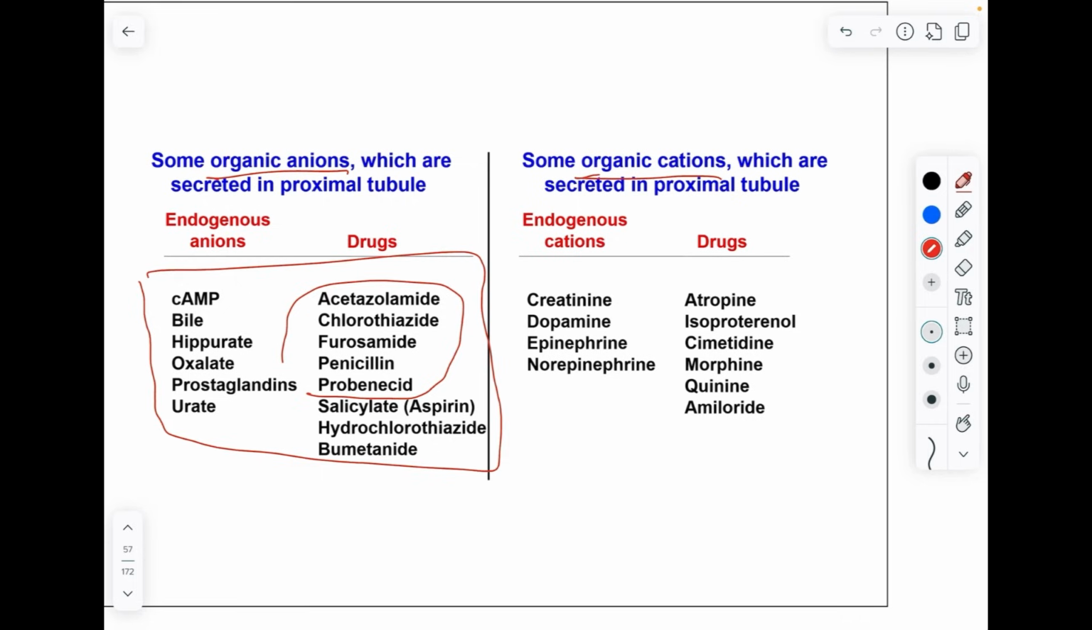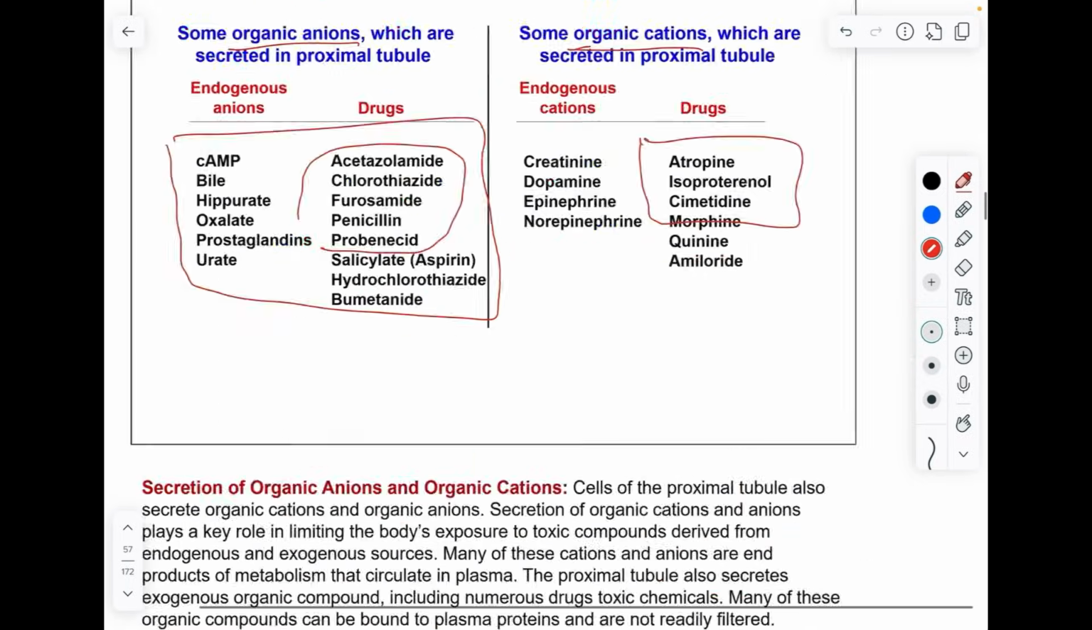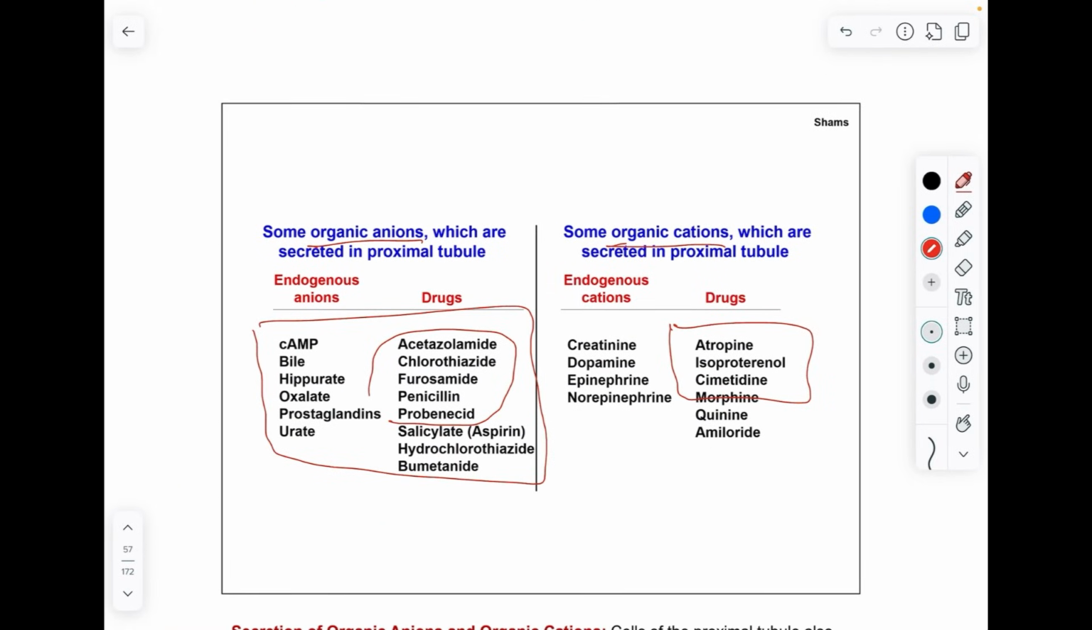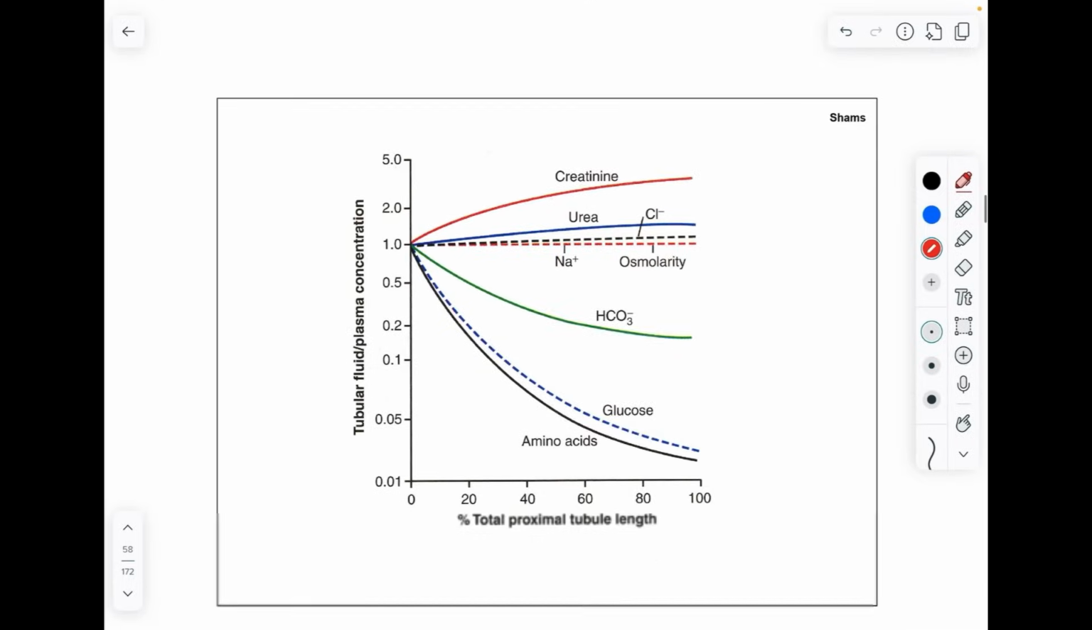Can you see? These drugs, for example, or these drugs, the cationic drugs, also use the same transporter. And that leads to what? The drugs are fighting over the transporters to see who will be secreted. So some drugs will be left in the body for too long, and that could be dangerous for the patient. Okay? But you do not need to know which is cationic and which is anionic.